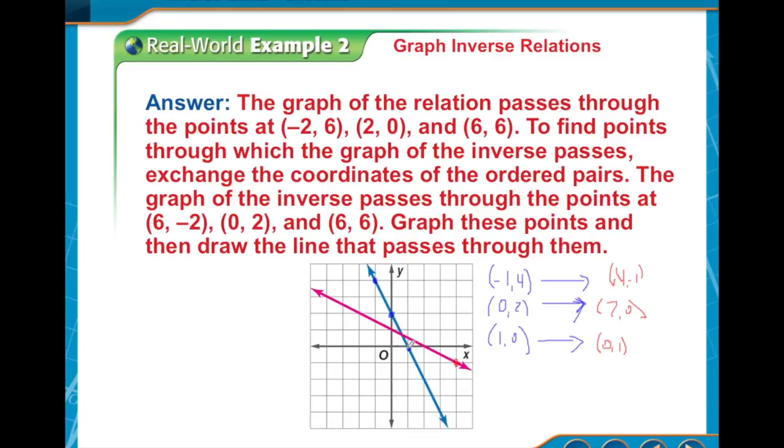So the next point would be 2, 0. Stay there. And the third point would be 0, 1. We would connect all these points with a line, just like that. And that's how we would get that inverse line. So pretty cool. This pink line is the perfect inverse of the blue line.